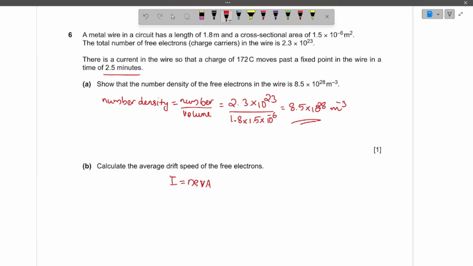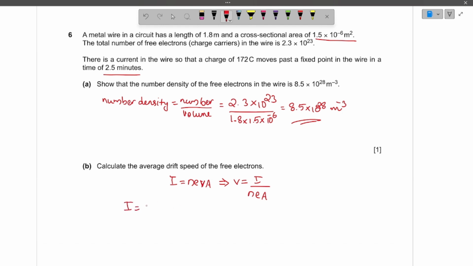E is the charge of that electron, you already know, and it will be given in this formula sheet. V is the average drift velocity which we need to find out, and A is the cross-sectional area, that's also given. Okay, so we can rearrange. So V is equal to I divided by NeA. You know these three values, but you don't know the I value, right?